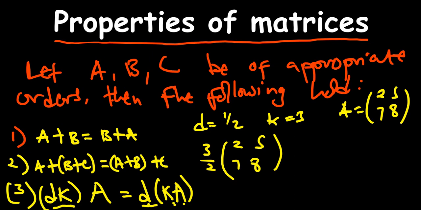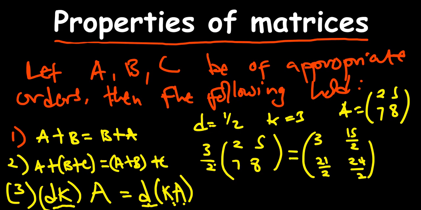So what are we going to have? We are going to have this 3 over 2 multiplying whatever we have there. 3 over 2 multiplied by 2, the 2 and the 2 cancel, so we're going to get 3. 3 over 2 multiplied by 5, we get 15 over 2. 3 over 2 multiplied by 7, we get 21 over 2. 3 over 2 multiplied by 8, we get 24 over 2. So you can see the matrix that we got.